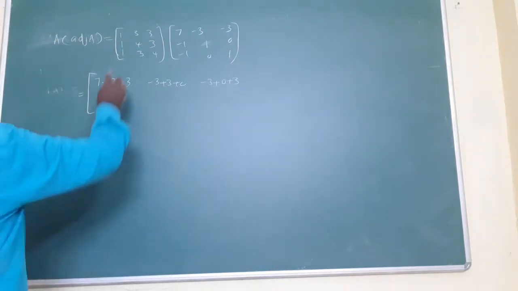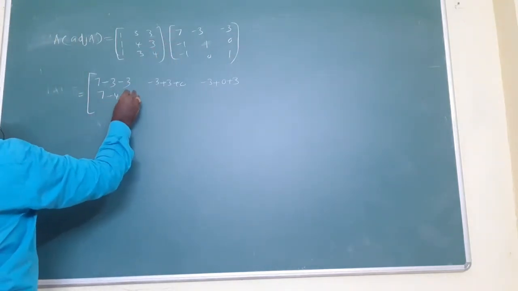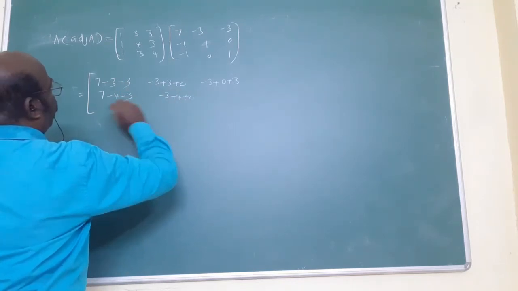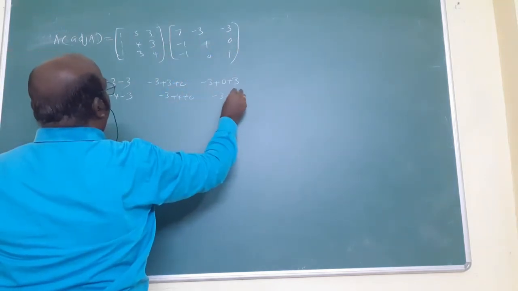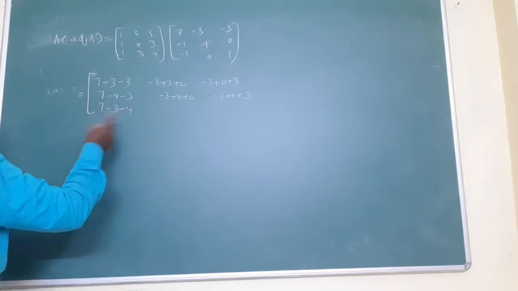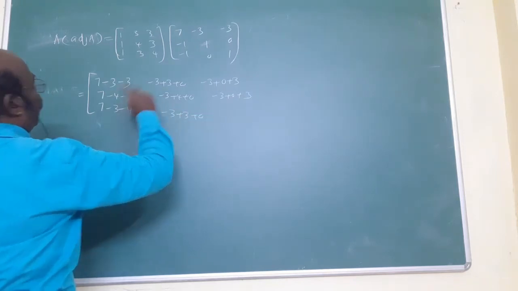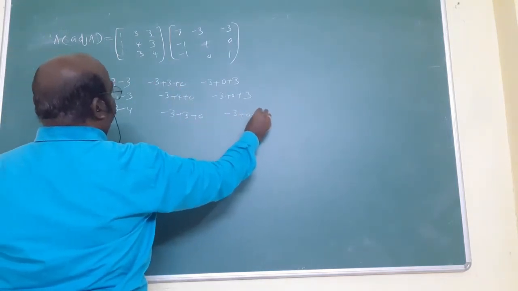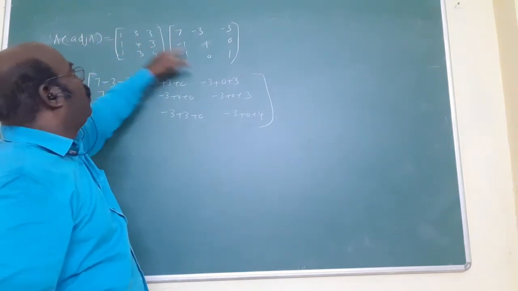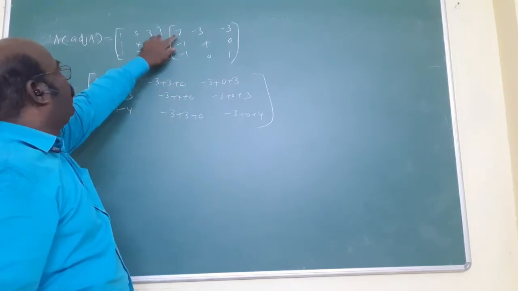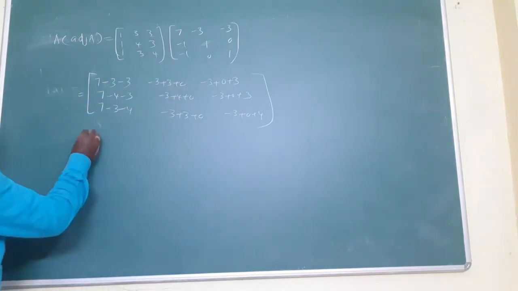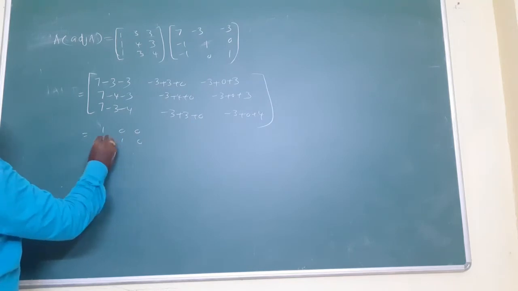Next, second row, first column: 7, 1 7, minus 4, minus 3. Next, minus 3 plus 4 plus 0. Next, minus 3 plus 0 plus 3. Next, 7 minus 3 minus 4. Again, minus 3 plus 3 plus 0. Last one, minus 3 plus 0 plus 4. Am I correct? First row, first column; first row, second column; first row, third column. In this way, you multiply and add. Now simplify: 1 0 0, 0 1 0, 0 0 1.